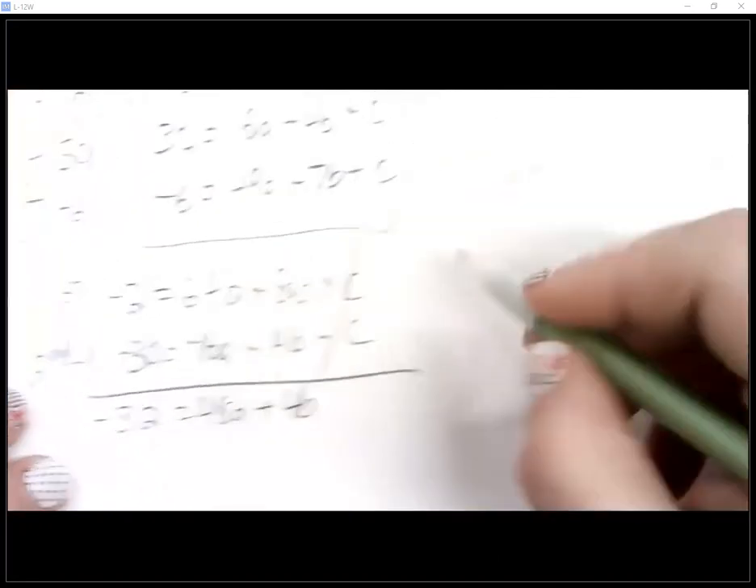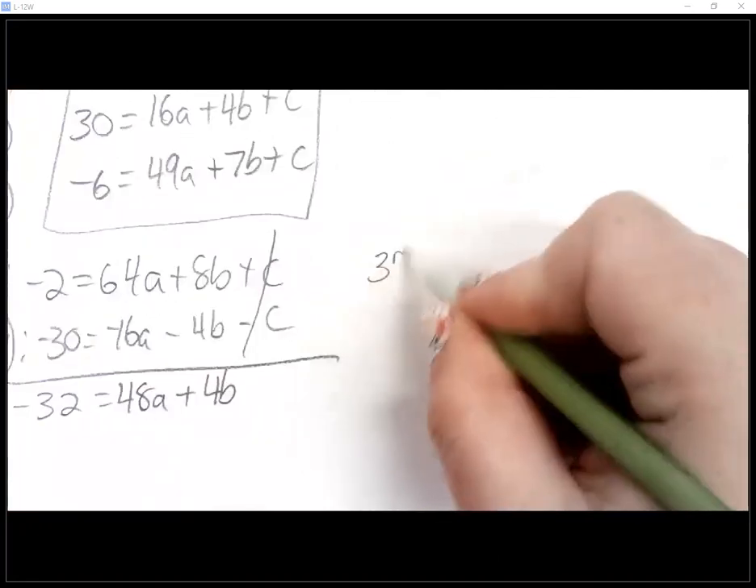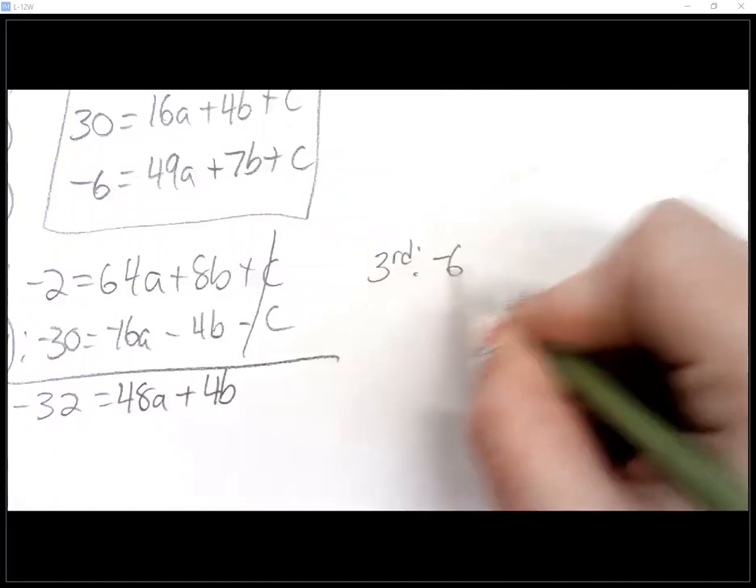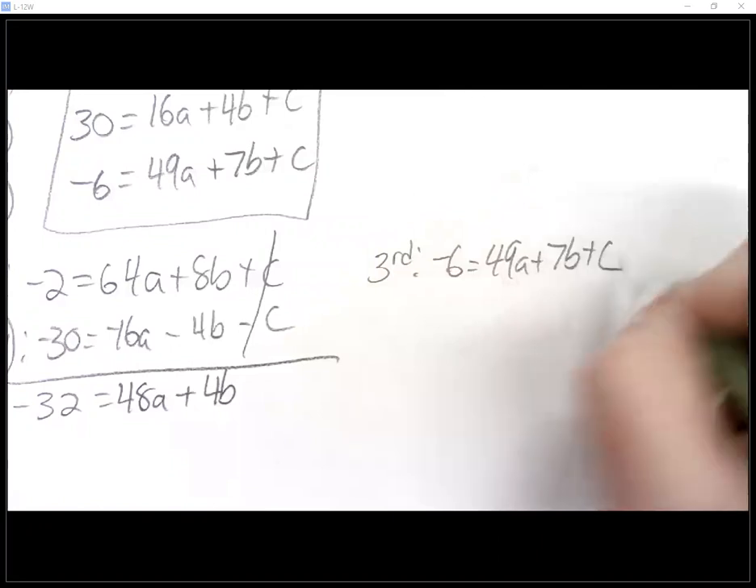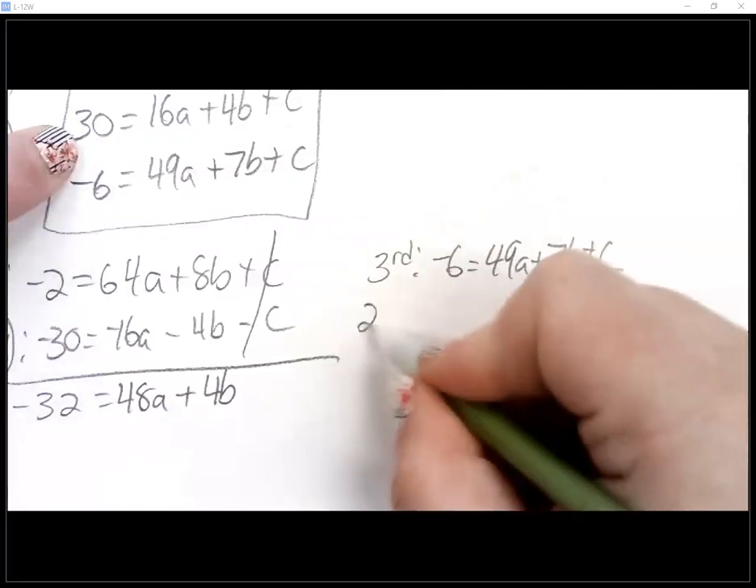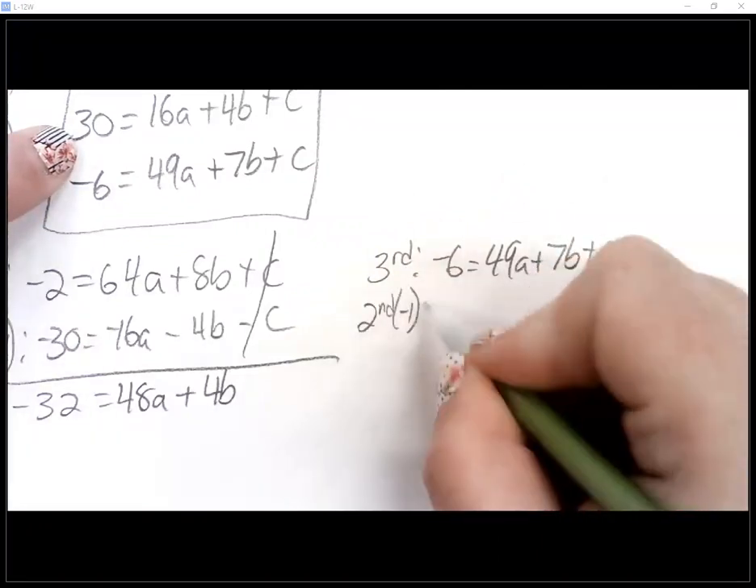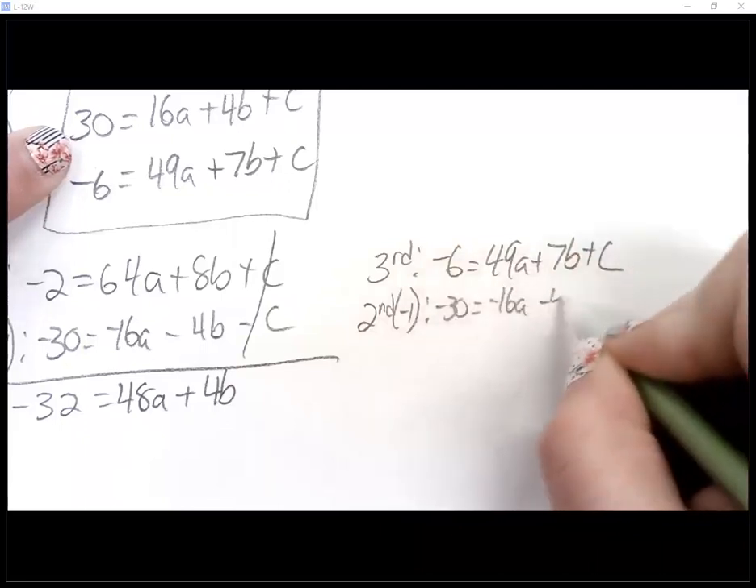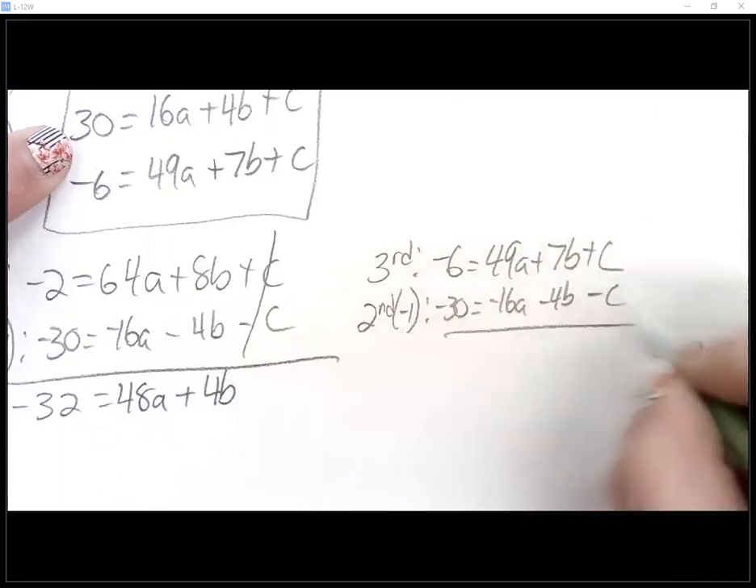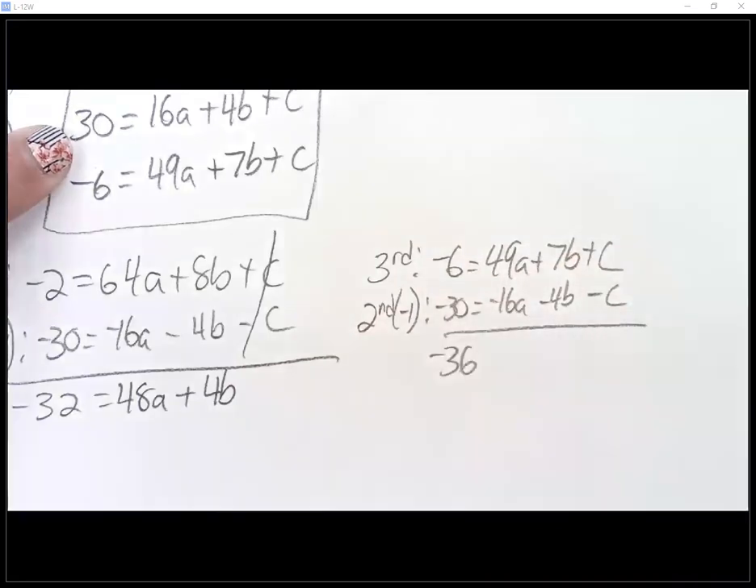So I have to use my third equation. Negative 6 equals 49a plus 7b plus c. And then the middle one times the negative 1. So second times negative 1. Negative 30, negative 16a minus 4b minus c. Okay, negative 36, 49 minus 16 is 33.